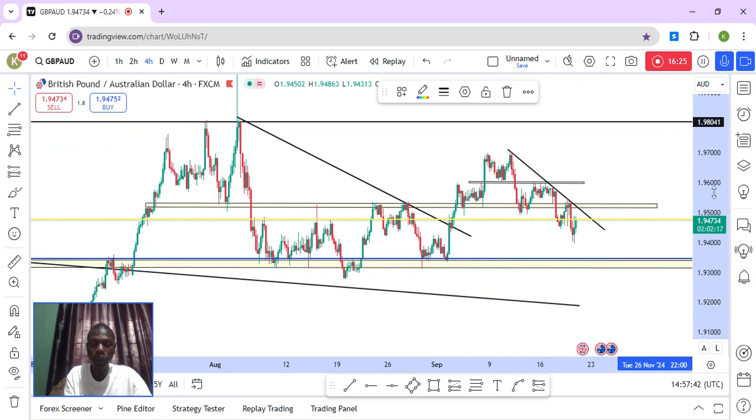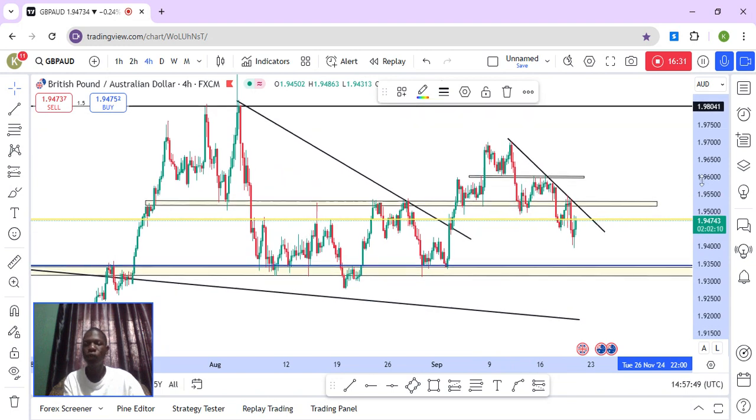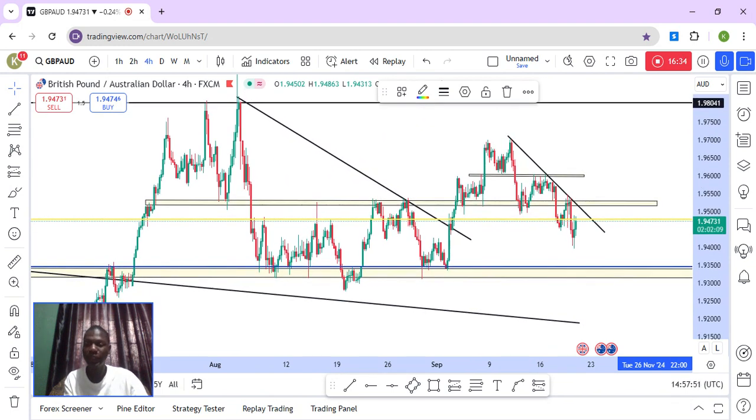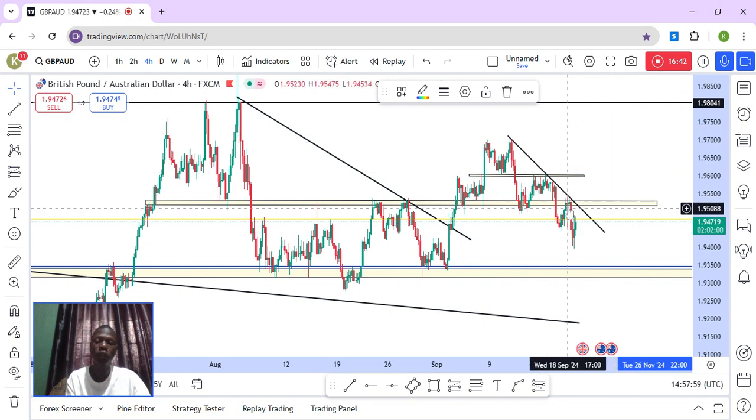So like I was saying, the market formed a double bottom, broke out of it, and is currently retesting it. So what do we have to do for us to be interested in GBPAUD? We'll just wait for this counter trend line to break. When this counter trend line breaks, we'll just ride all the way to the upside.